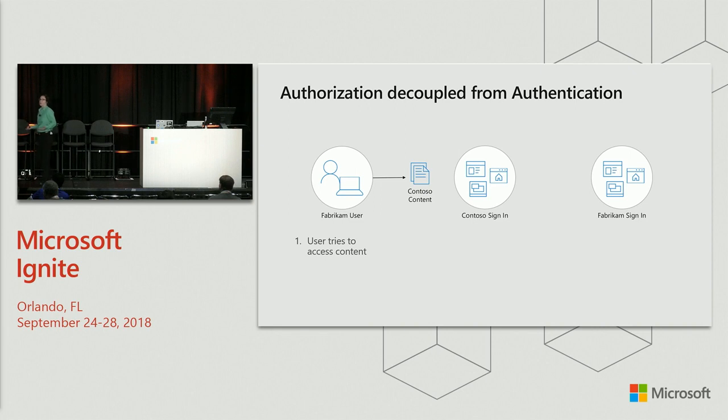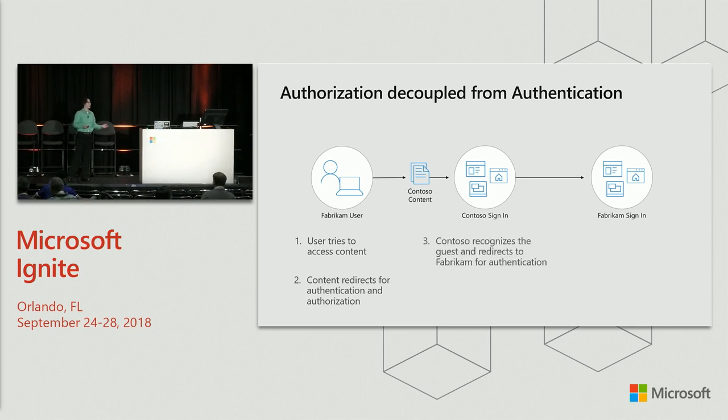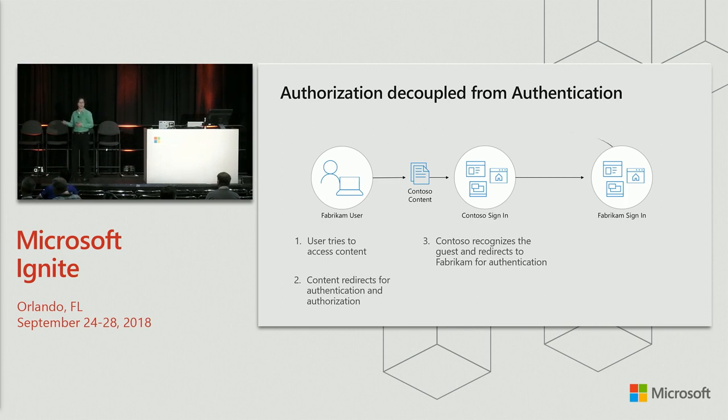Now the content clearly doesn't know anything about authentication and authorization, and it trusts the system to do that. So it immediately kicks the user over to the Contoso sign-in experience. Now, the Contoso sign-in recognizes this user as a Fabricam user, so it redirects over to the Fabricam experience because the Fabricam system is the best place for the Fabricam user to authenticate. The Fabricam system authenticates the user and then kicks them back to the Contoso experience with a token that securely identifies them as an authenticated user.